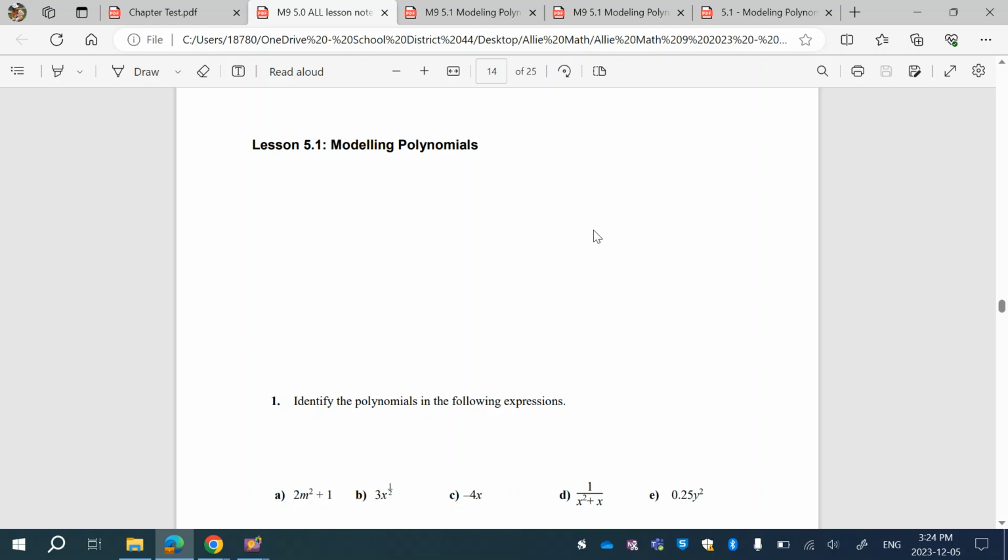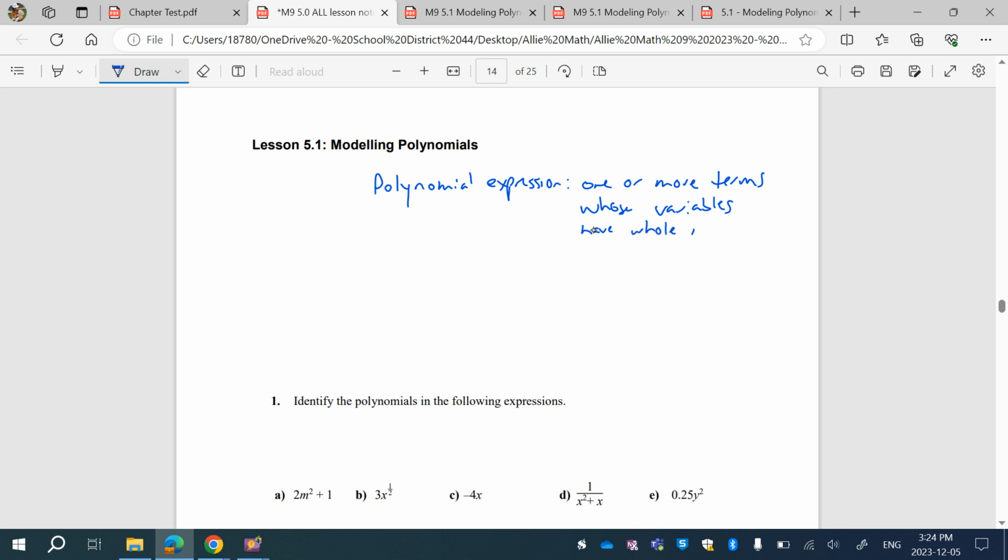So let's start with a definition of a polynomial expression. A polynomial expression is one or more terms whose variables have whole number exponents.